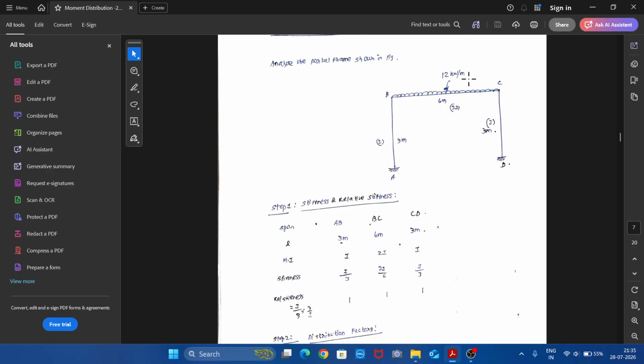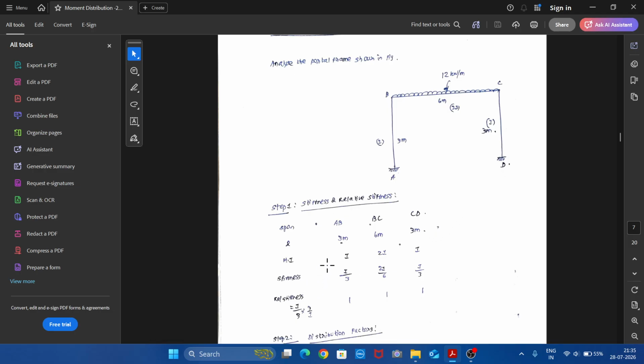kilonewton per meter. First step will be stiffness and relative stiffness. So write the spans. We have span AB, BC and CD. The length of AB is 3 meters, BC is 6 meters and CD is 3 meters. Moment of inertia of AB is I, BC is 2I and CD is I.